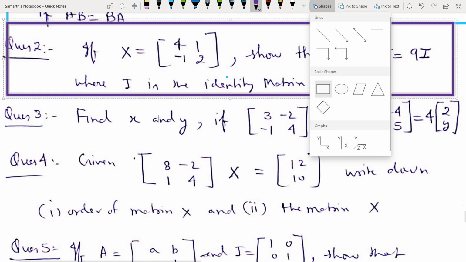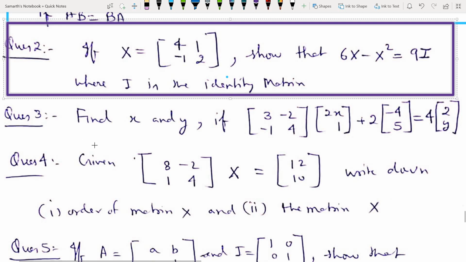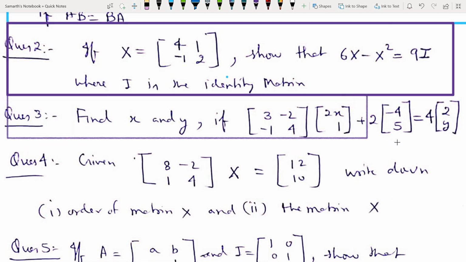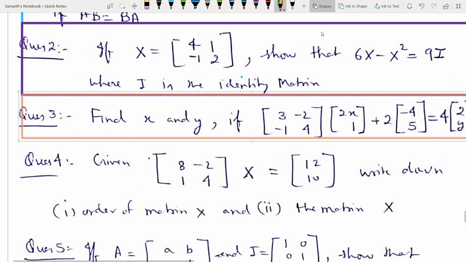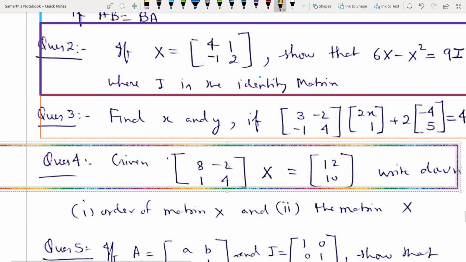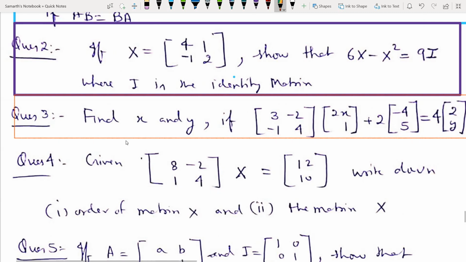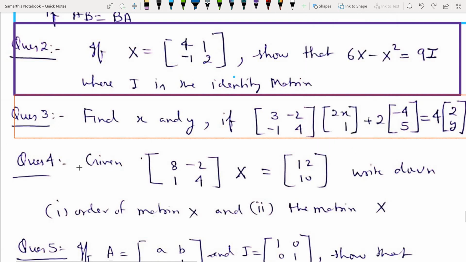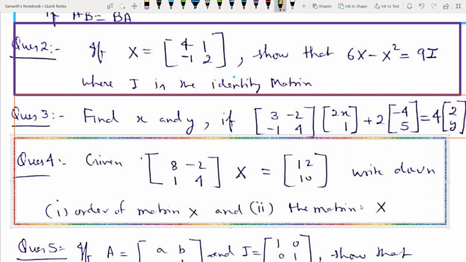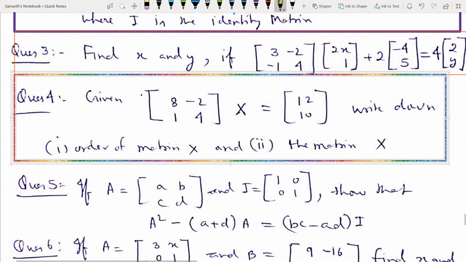Question number 3, find x and y if 3, minus 2, minus 1, 4 multiplied by the second matrix 2x and 1, plus 2 into minus 4 and 5, this is the scalar product, is equal to 4 into 2 and y. You have to find the value of x and y in this case. Then question number 4, matrix 8, minus 2, 1, 4 multiplied by X is equal to 12 and 2. Write down the order of matrix X and the matrix X. I have already explained this as a second example. You can just follow that.